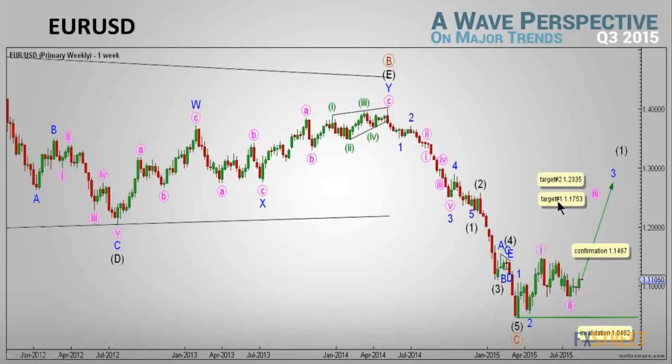The first conservative target is at 1.1753, as at that level wave 3 pink will reach equality with wave 1 pink, and the second target, which is the most common target for third waves, is at 1.2335, as at that level wave 3 pink will reach 1.618 the length of wave 1 pink.